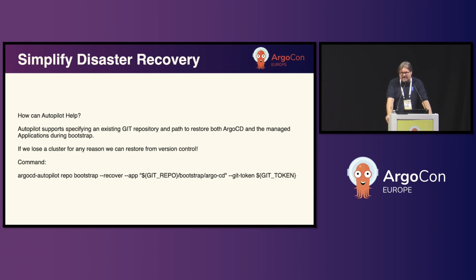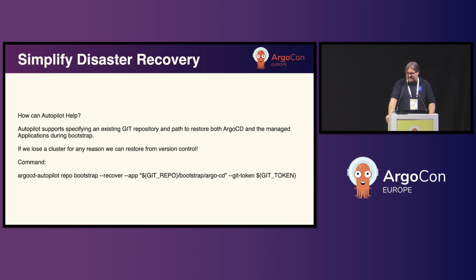Now I have a way to easily install Argo CD and all those applications that are under that Argo CD installation from the version control system. So I can keep all that configuration in the version control system. So any reason I lose a cluster, like I said, it could be me fat fingering something. It could be me going through the process of cleaning up resources and accidentally cleaning up the wrong resource.